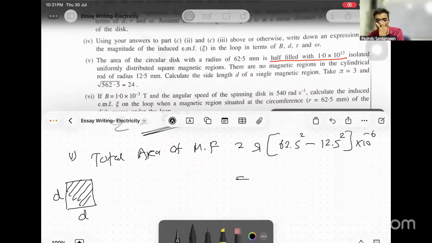That is half filled. Then this area is not this, right? This is over 2. That is half filled. That is important. Then only a half of this area.